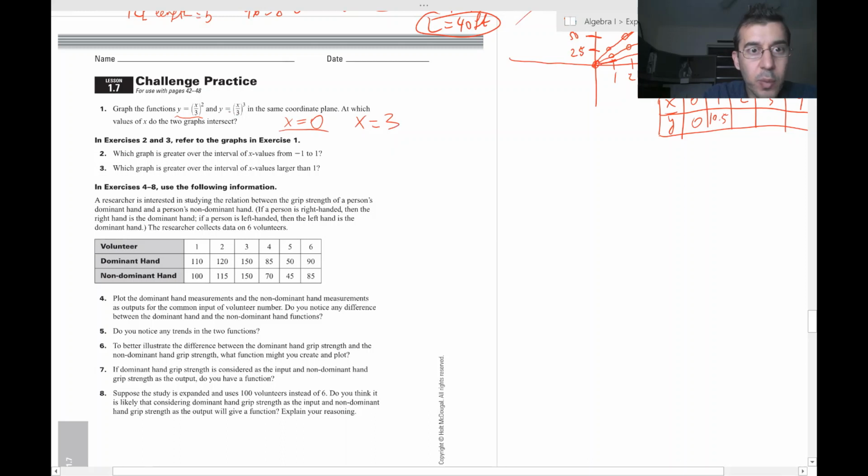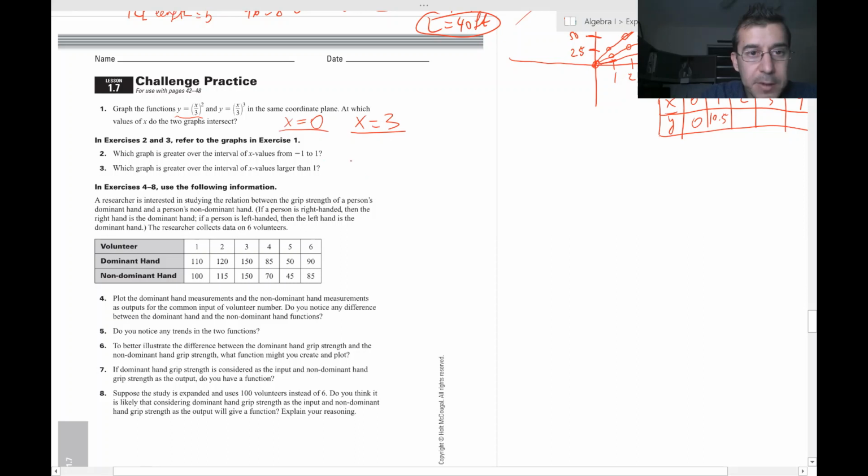Then 3 over 3 is 1, and this 3 over 3 is 1. So 1 squared is the same as 1 cubed. So yes, at which values of x do the two graphs intersect? They intersect at 0 and 3. In exercises 2 and 3, we refer to the graphs in exercise 1. Which graph is greater over the interval of x values from -1 to 1?